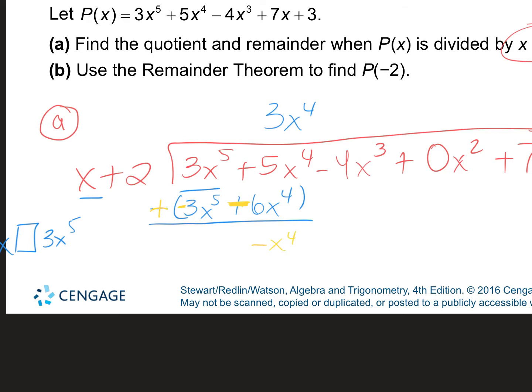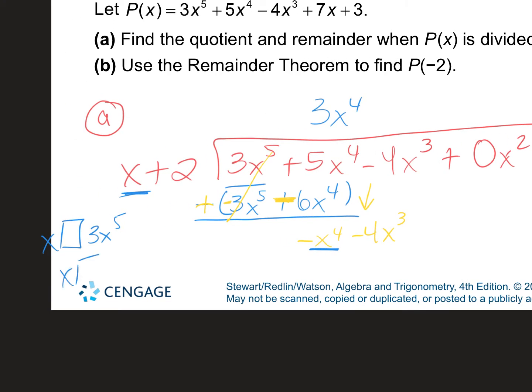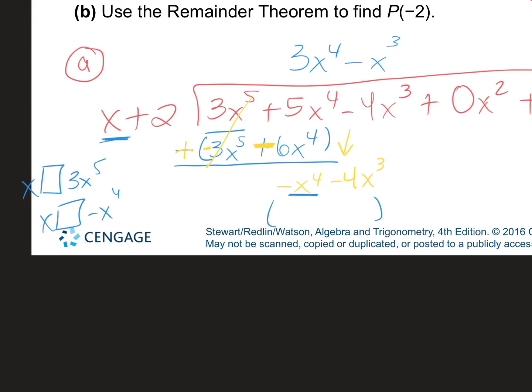What happens to my 3x to the fifths? They cancel. And then what happens here? We bring down minus 4x cubed. And we do the exact same thing again. First term into first term. So x times what is going to give me negative x to the fourth? Negative x cubed. So get your subtraction ready before you go ahead and multiply. Negative x cubed times x is negative x to the fourth. Negative x cubed times 2 is minus 2x cubed.